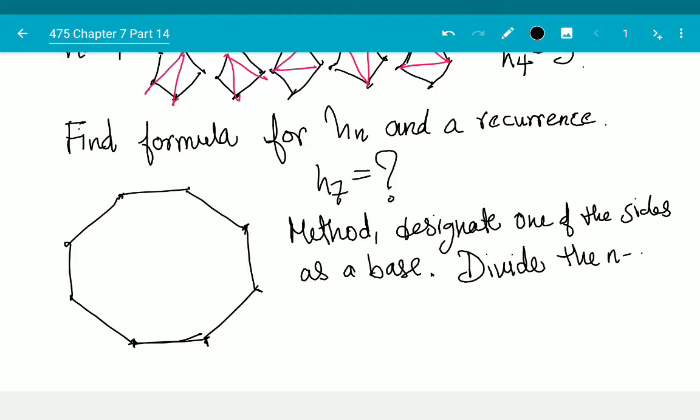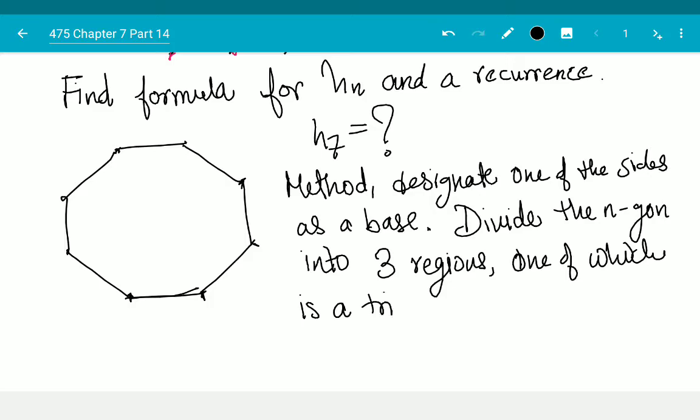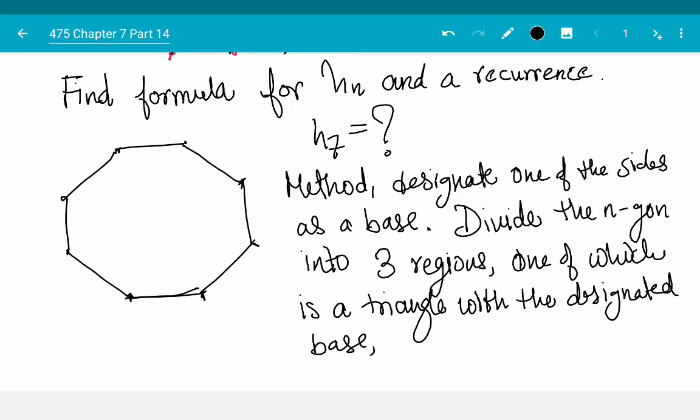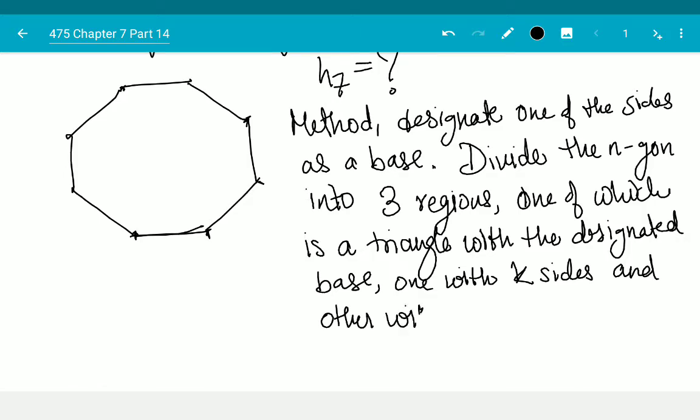Okay, and then I am going to divide the n-gon into 3 regions, one of which is a triangle with the designated base, one with k sides, and the other with n minus k plus 1 sides.